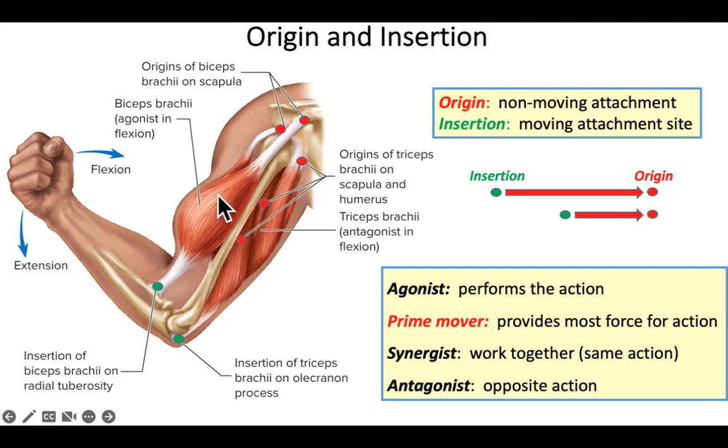The biceps has two origins. These are the two origins. An origin is the non-moving attachment. It has two tendons here. Notice one of them attaches to the coracoid process, and one attaches just above the glenoid. So they both originate off the scapula, and the biceps does not move your scapula. Those are the origins.